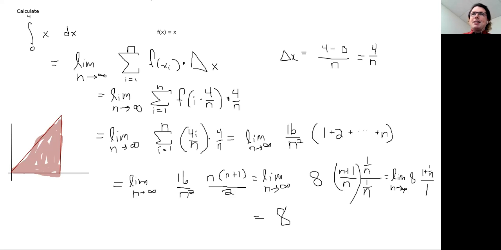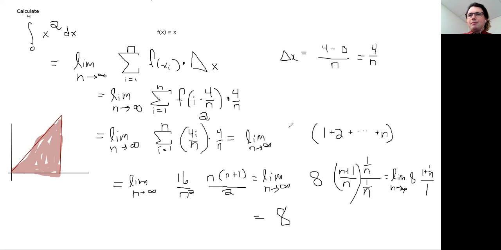So it's nice to test these things out with functions whose area I can predict, just to make sure that I'm on the right track. But now I could change this function. Instead, look at the integral of x squared. So most of my work here would be the same, except for right here, I would have 4i over n all squared times 4 over n. So this wouldn't be 16 over n squared. I'd have something slightly different.